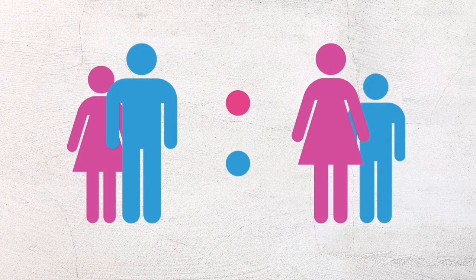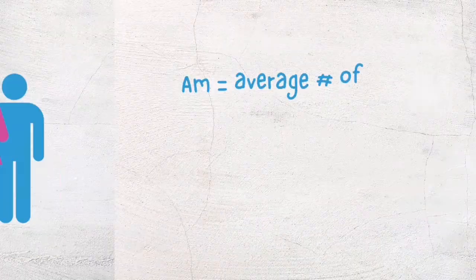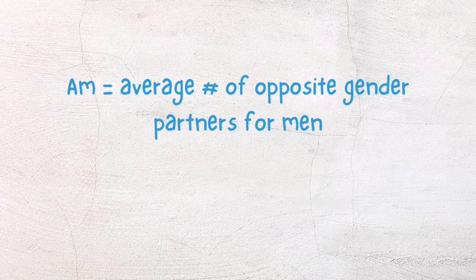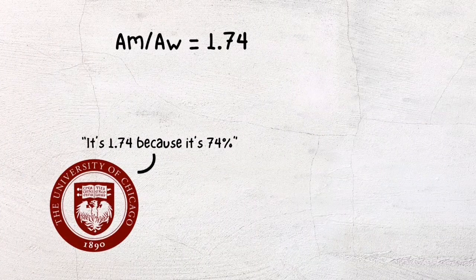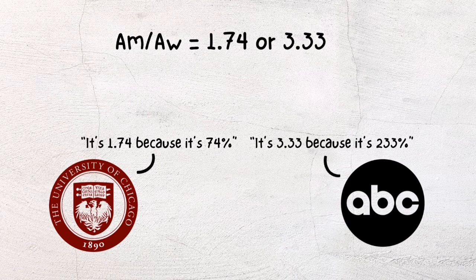What we are trying to figure out is the ratio of the average number of opposite gender partners in men to the average number of partners in women. This represents the average degree of the men to the average degree of the women. What is AM over AW? Chicago says it's 1.74 because it's 74%. ABC News says it's 3.33 because it's 233%. AM over AW is equal to 1.74 or 3.33.